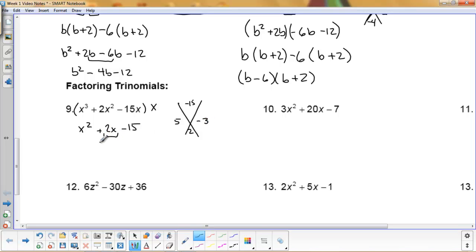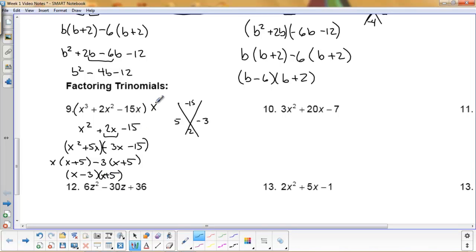I'm going to split the middle term into those two numbers, x squared plus 5x minus 3x minus 15. I'm going to use four-term grouping here, and I'm going to take out the GCFs of both groups. x times x plus 5 minus 3 times x plus 5. I'm going to rewrite it as two binomials, x minus 3 times x plus 5. Oh, I need that x in there.